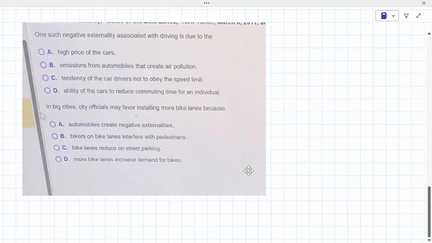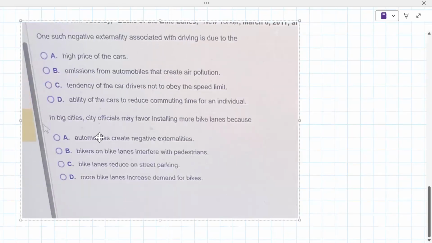Big cities may favor adding more bike lanes because, if I'm just guessing here, which we don't need to because we have plenty of time, it's probably the emissions and that automobiles create negative externalities. But let's double check. Let's go to the wonderful internet.